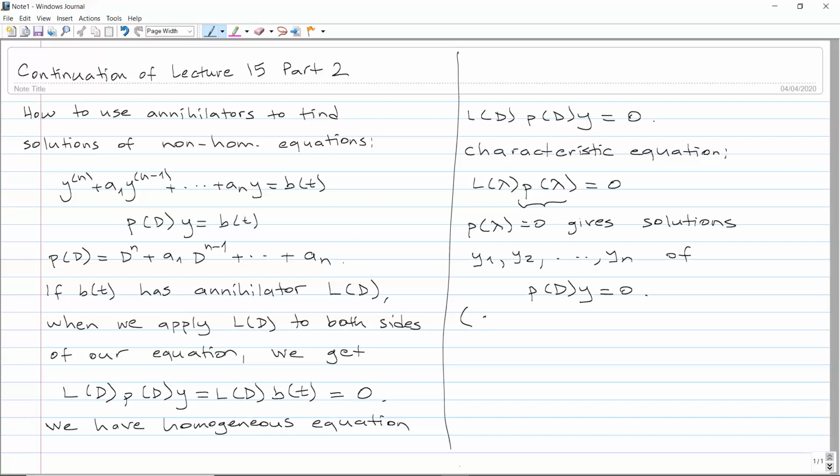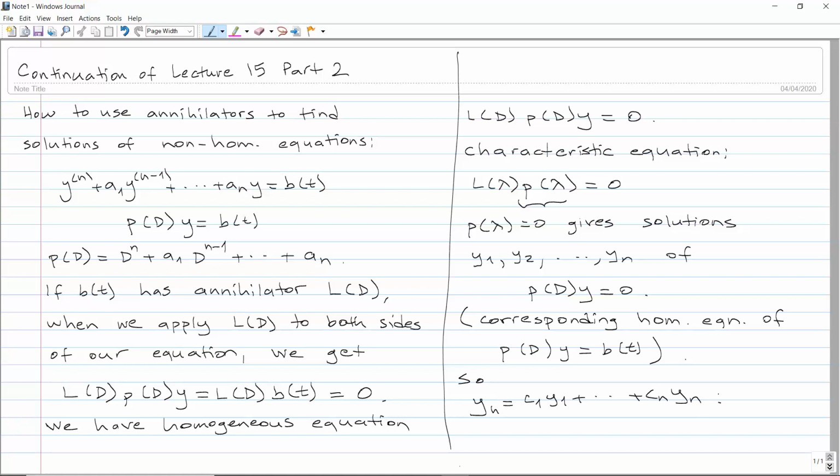So this is the corresponding homogeneous equation of our differential equation P(D) of y equal to b of t. So these functions give us the solution of the homogeneous part, c1 y1 plus up to cn yn. Okay, so remember, to write the solution of the differential equation, first we need the general solution of the corresponding homogeneous equation. And then we need a particular solution.